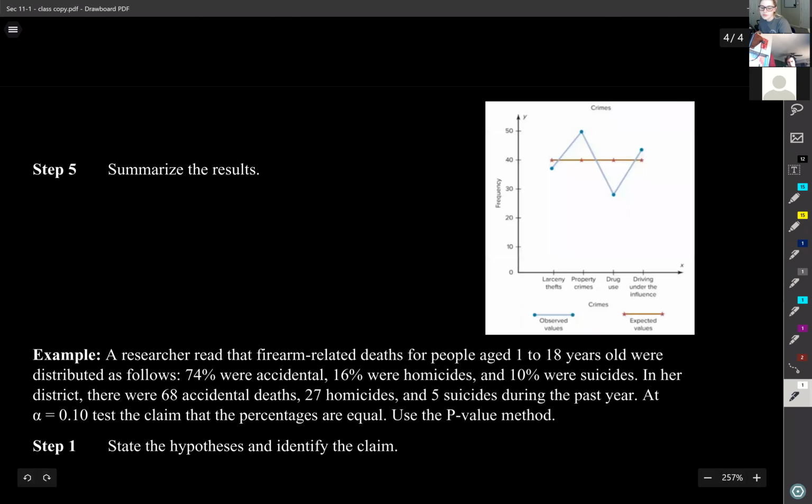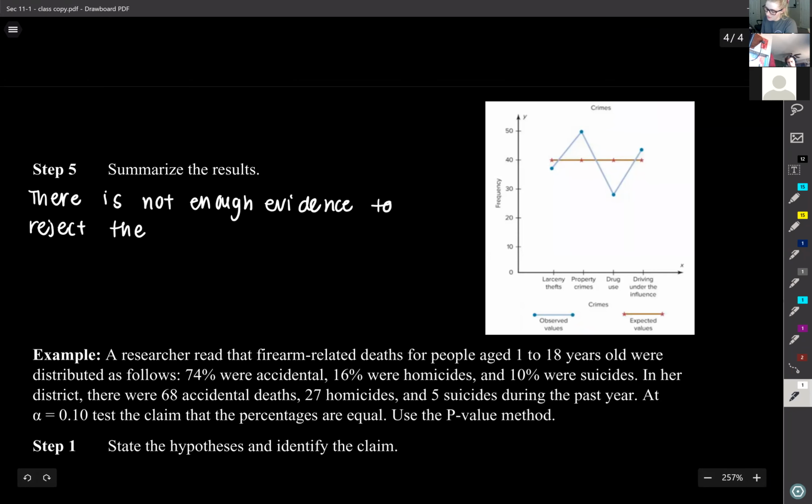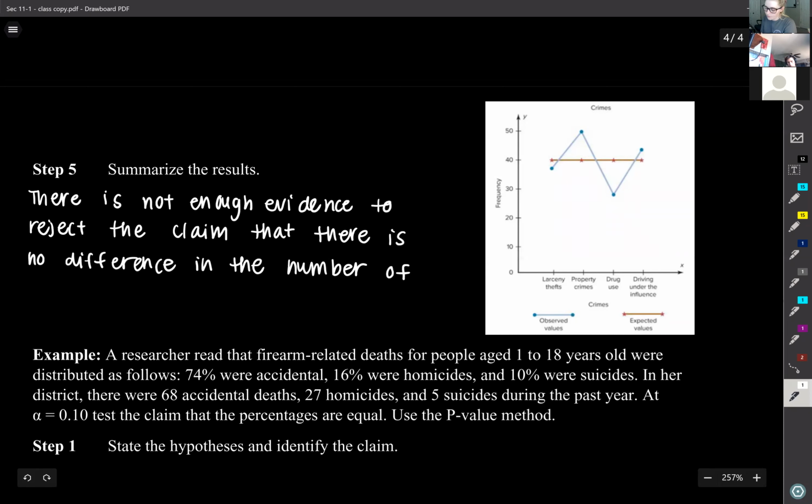Okay, and then we just have to summarize these results like usual. So to summarize these, I'm just going to say there is not enough evidence to reject the claim that there is no difference in the number of arrests for each crime, or each type of crime.